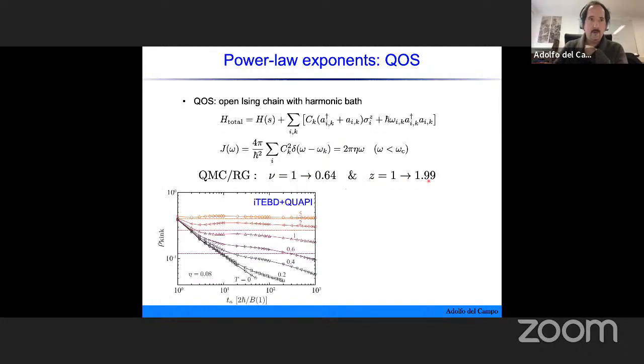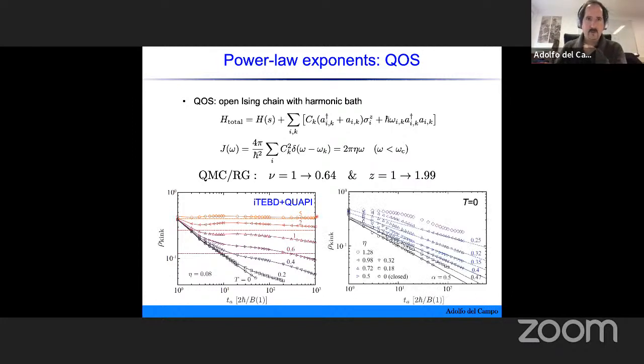On top of that, we did extensive numerics based on time-evolving decimation block, with a quasi-adiabatic path integral method. There's a typo here. This allows us to probe the effect of temperature, though we essentially just focus on the zero temperature case. What is interesting is that in this model, when I plot the density of kinks versus the annealing time, by varying the spectral function, in particular the coupling constant eta, I can tune this power law exponent.